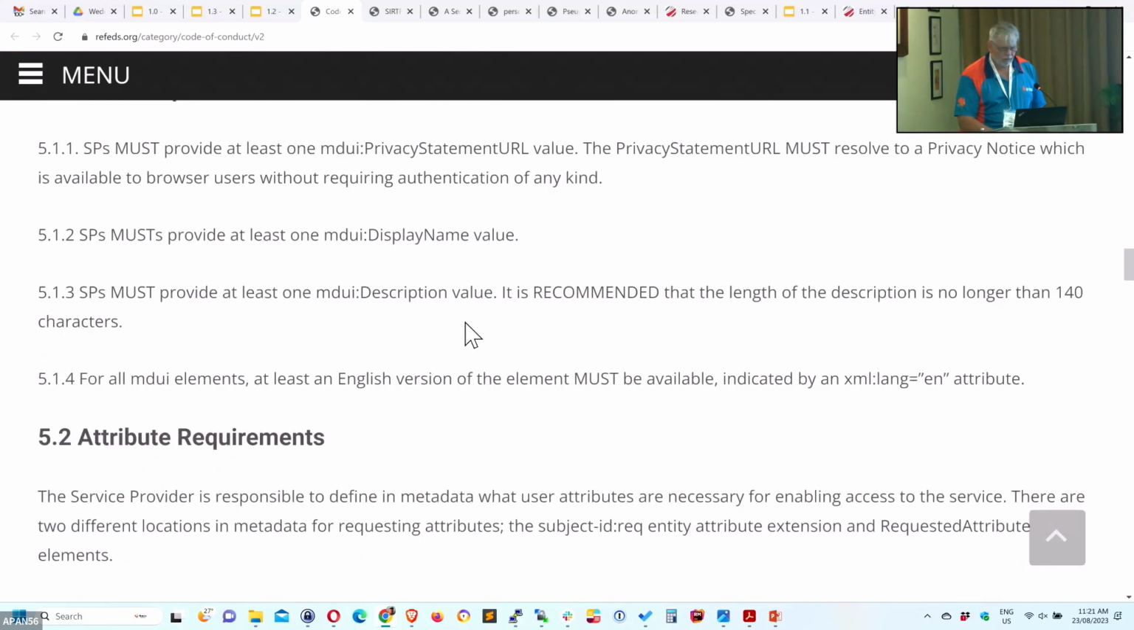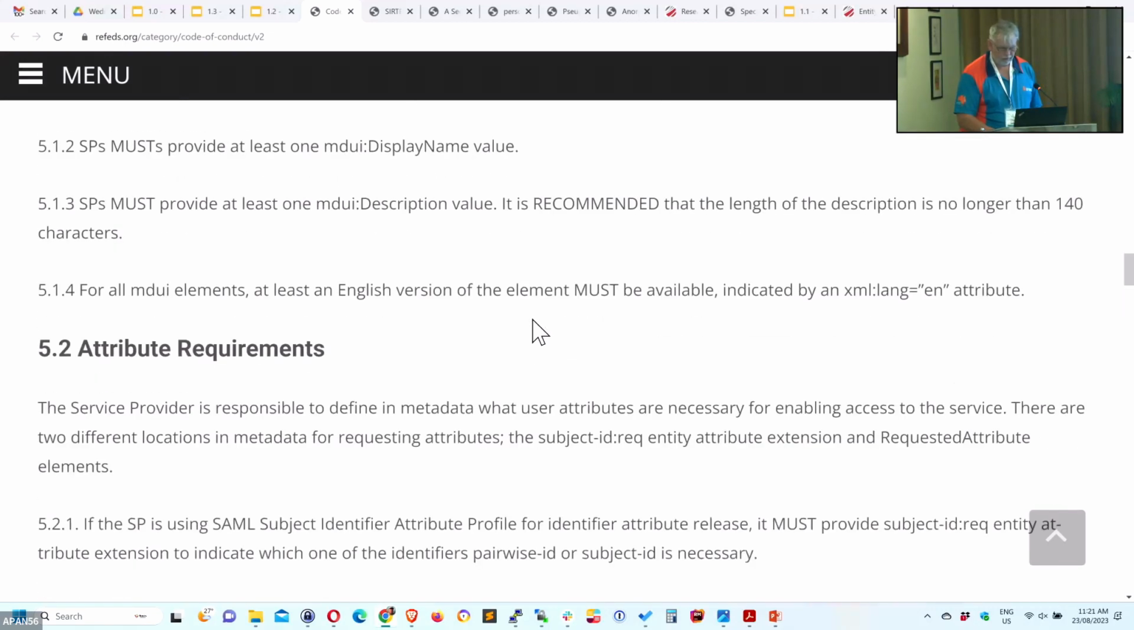It's got some metadata requirements: a privacy URL that must resolve to a privacy notice which is available to be browsed, so it must be publicly accessible. It's got a display name, and it is recommended that the display name is no longer than 140 characters in length. I think that's just for display reasons. MDUI elements must be at least in English, but they can have alternate versions.